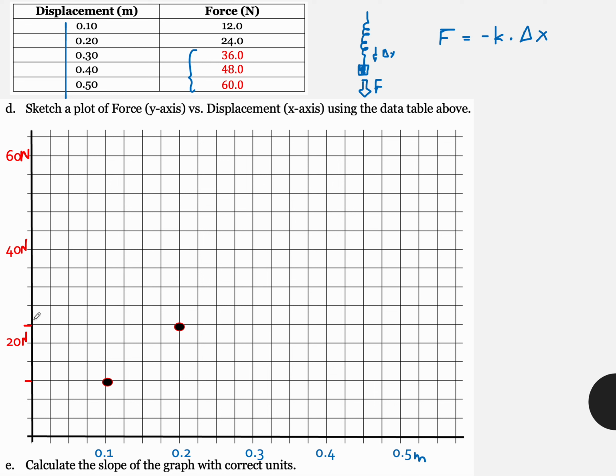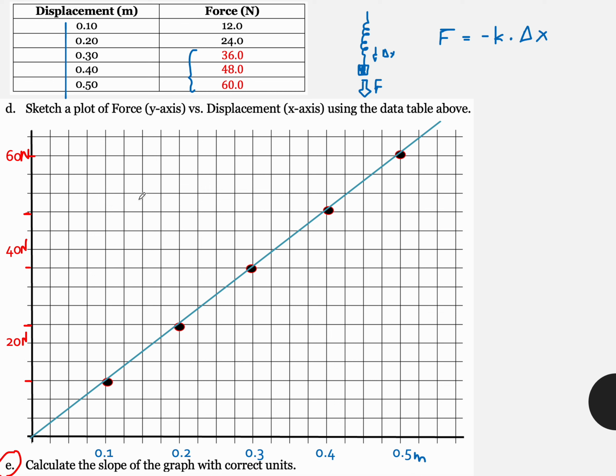That's exactly on this line. 0.3 is 36. That's right on this line. 0.4 is 48, that's right on this line, and 0.5 is 60, right on this line. If we do a best fit line, it's actually a perfectly straight line, even though my dots are not in exactly the right spot. But then down here in part E, it says calculate the slope.